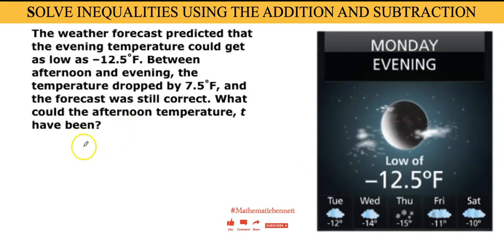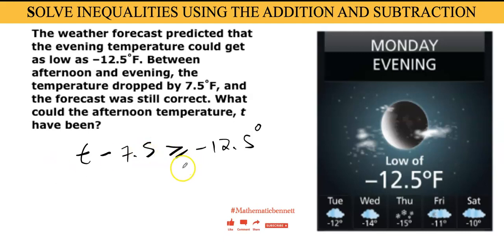All right, so we know the afternoon temperature is T. We know that it dropped by 7.5, so we can subtract 7.5 to show that it's a drop of 7.5. And they said it went as low as 12.5 degrees, which means it could be higher than negative 12.5 degrees. So we have to use greater than or equal to negative 12.5 degrees.